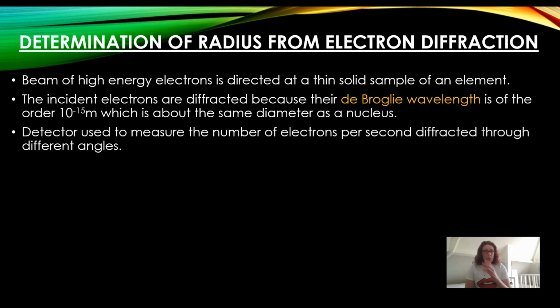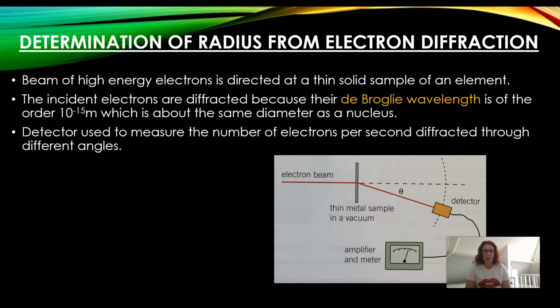A detector is used to measure the number of electrons per second diffracted through different angles. They'll put the detector at an angle, measure how many electrons are coming through, then move the angle, measure the number of electrons, and so on. So here's your electron beam, here's your detector, and you move it through the different angles, and you can measure how many electrons are being received by the detector.